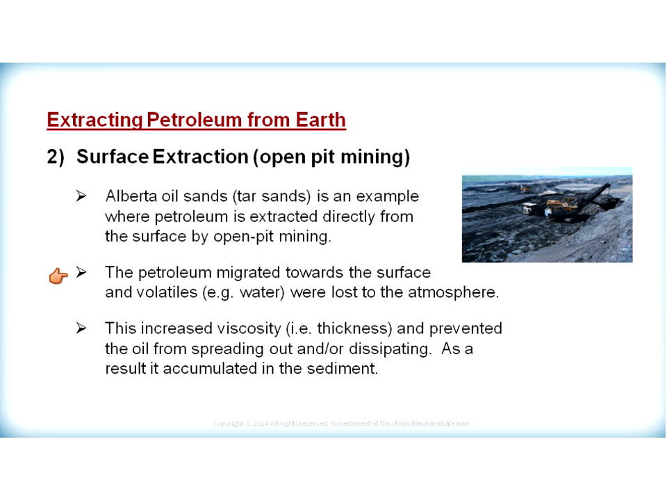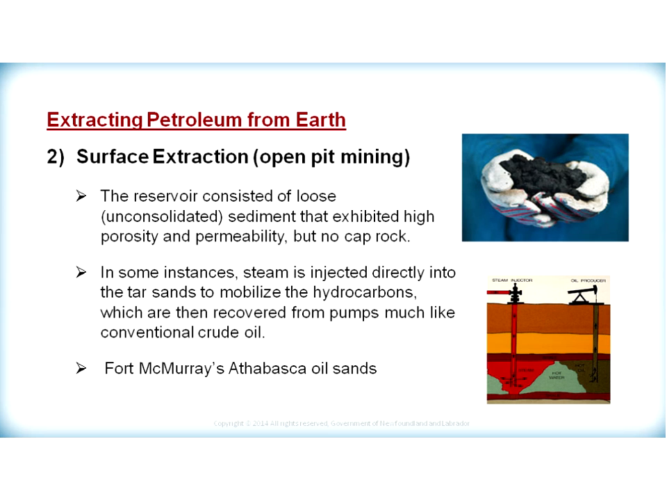The petroleum migrated toward the surface, and volatiles such as water and gases were lost to the atmosphere. As a result, this increased viscosity or thickness and prevented the oil from spreading out and dissipating. As a result, the oil accumulated within the sediment. The reservoir consisted of loose, unconsolidated sediment that exhibited high porosity and permeability, but it never had a caprock. Therefore, the oil could migrate through and accumulate within the sediment.